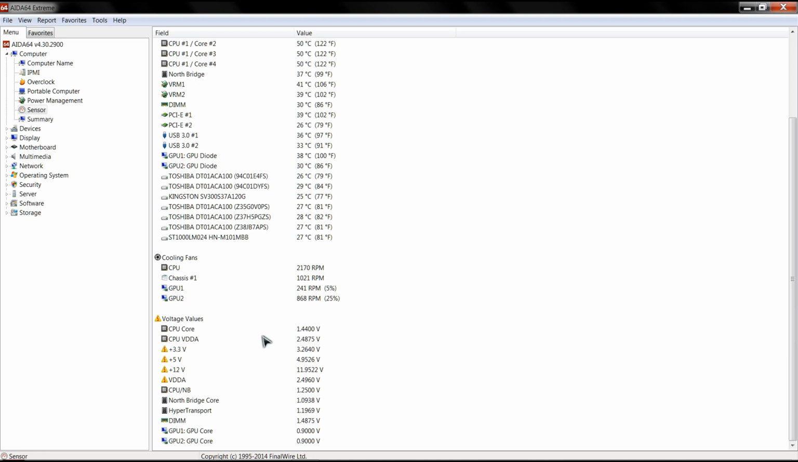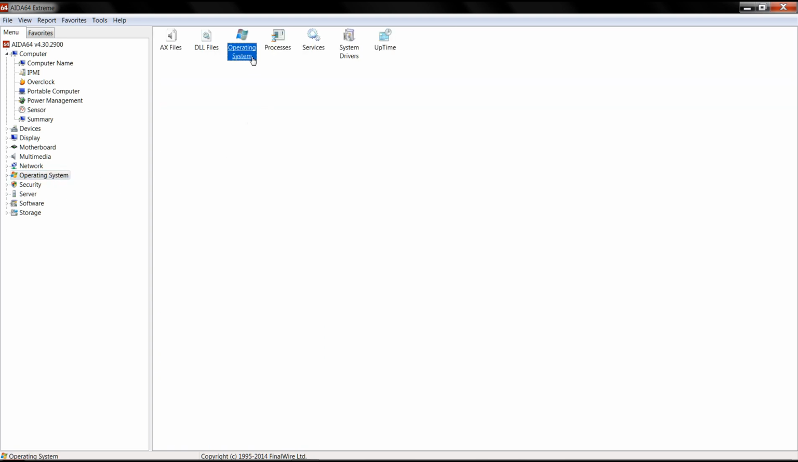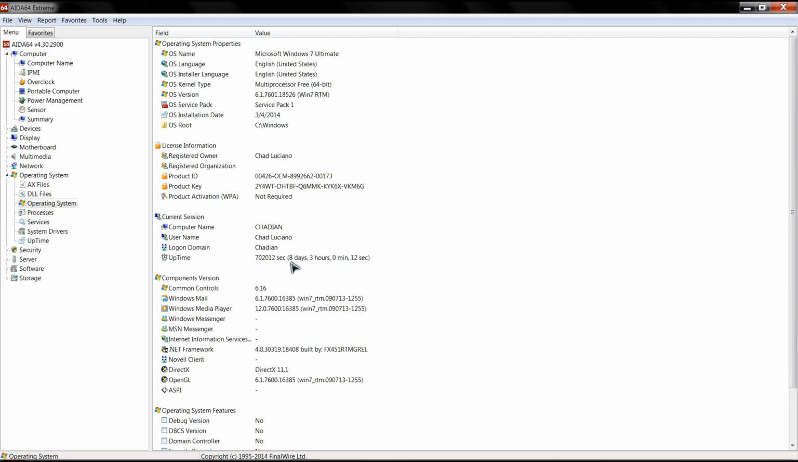The highest clock I've had on this was 5.3. However, it's not stable. My 4.9 is totally stable. It's a daily use. To give you an idea just how stable this is, right here, guys, we've been up for 8 days and 3 hours without a reboot. So in my world, that's stable.